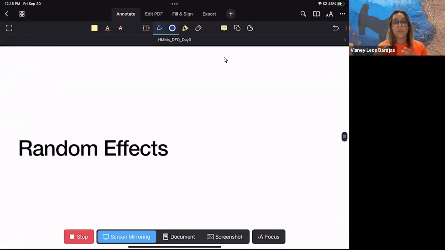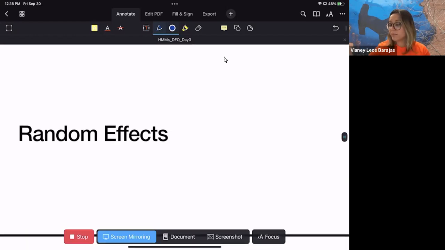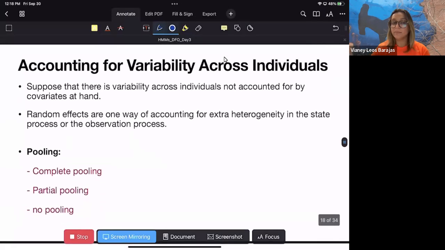So if we've measured important covariates, accounted for differences across sizes, seasons, habitat, and so on, and we still have leftover heterogeneity, we can also include random effects in hidden Markov models. So accounting for variability across individuals. Suppose there's variability across individuals not accounted for by covariates at hand. We can incorporate random effects. And it's not completely different than how we're used to incorporating random effects in linear models.